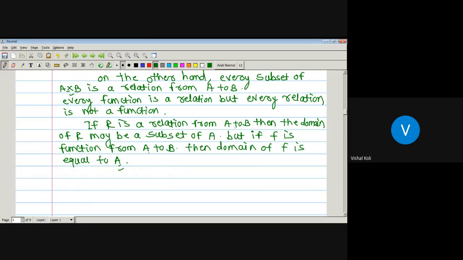Since the definition of function says that any mapping F from A to B is a function from A to B if each element in A is mapped onto some unique element in B, then we say that F is a function from A to B. But for a relation, it is not required to map each element of A on some element of B, since every subset of A cross B is a relation from A to B.